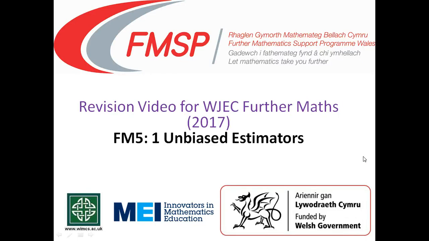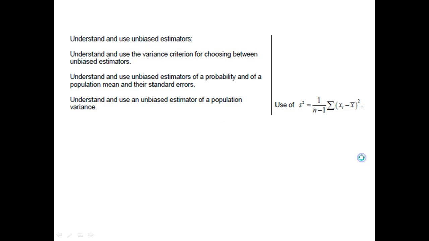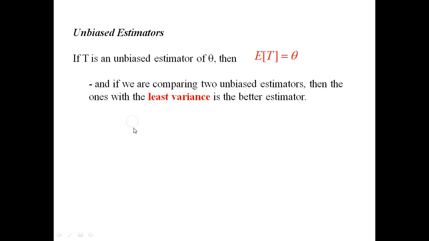FM5 1 Unbiased Estimators. The syllabus asks for us to understand and use unbiased estimators, to understand and use a variance criterion for choosing between unbiased estimators, to understand and use unbiased estimators of a probability and of a population mean and their standard errors, and then to understand and use unbiased estimators of the population variance.